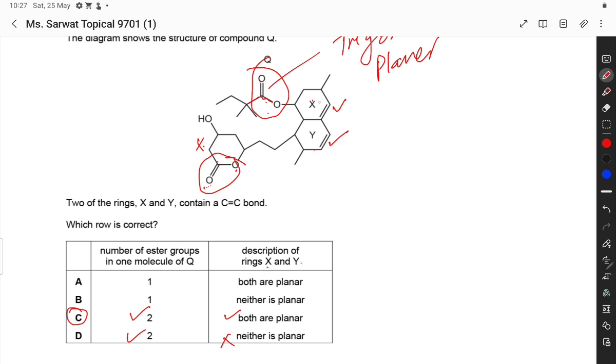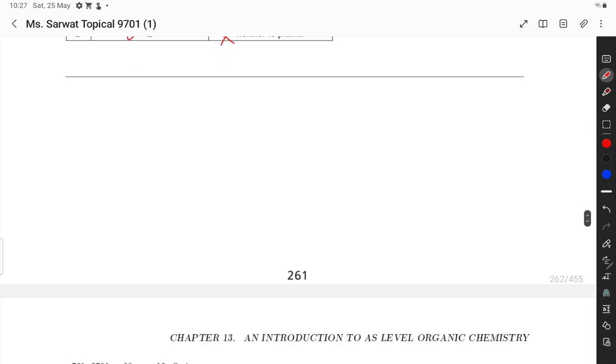X and Y, because this is sp2 hybridization, this is also sp2, this is also sp2. So all carbon atoms have sp2 hybridization. When there is sp2 hybridization in the ring, the ring is trigonal planar. This is also sp2, sp2, sp2. That is why both are planar. Description of ring X and Y, both are planar, and the number of ester groups in one molecule of Q is 2. So C option is the correct option.